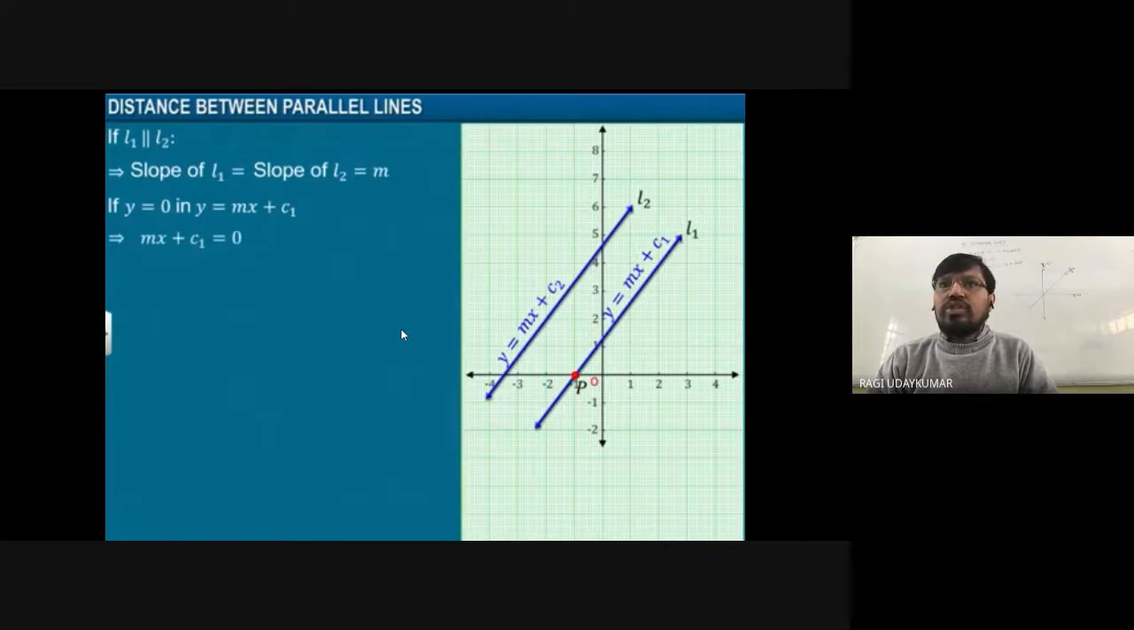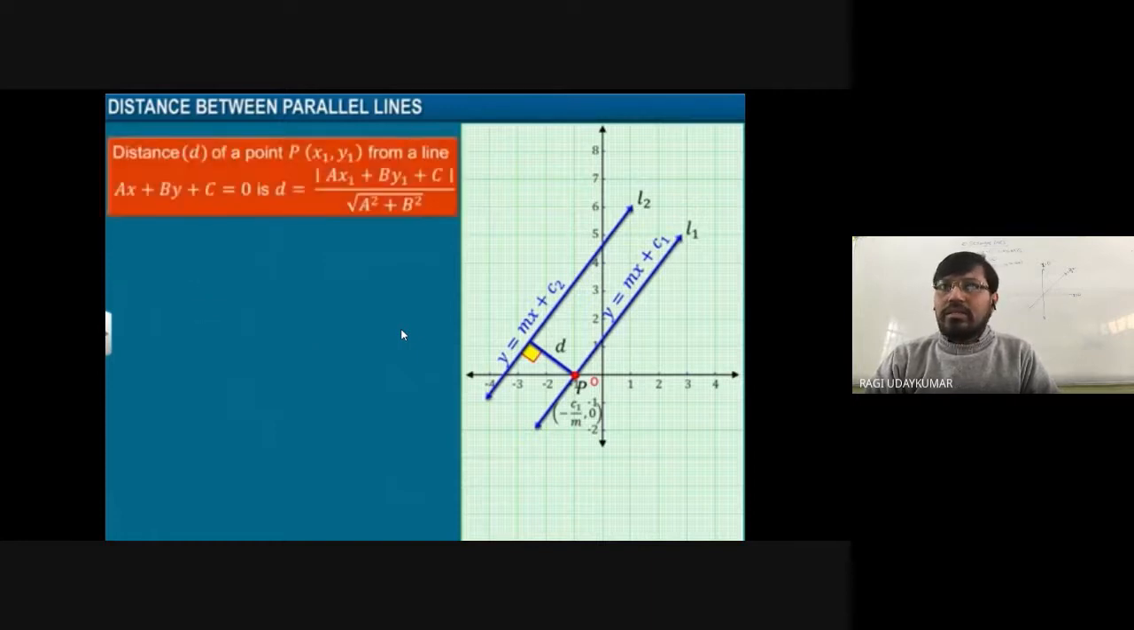So if y = 0 in y = mx + c1, then x = minus c1 by m. Where is it touching the x-axis? The point is (minus c1 by m, 0). So one point on the x-axis, it is touching the x-axis, is minus c1 by m. From there you drop the perpendicular line. You know that the perpendicular distance of a point from the line is modulus of (ax1 + by1 + c) by under root of a square plus b square.